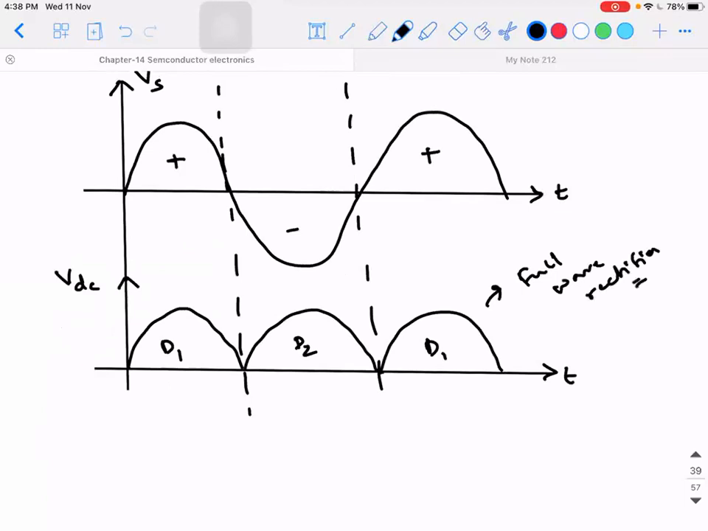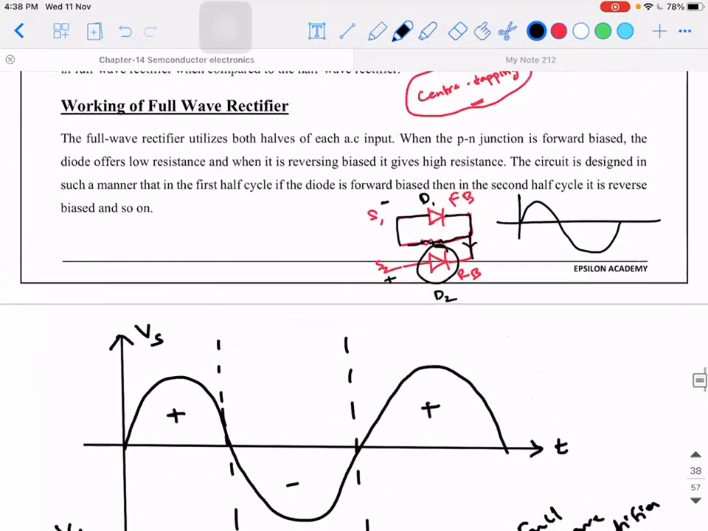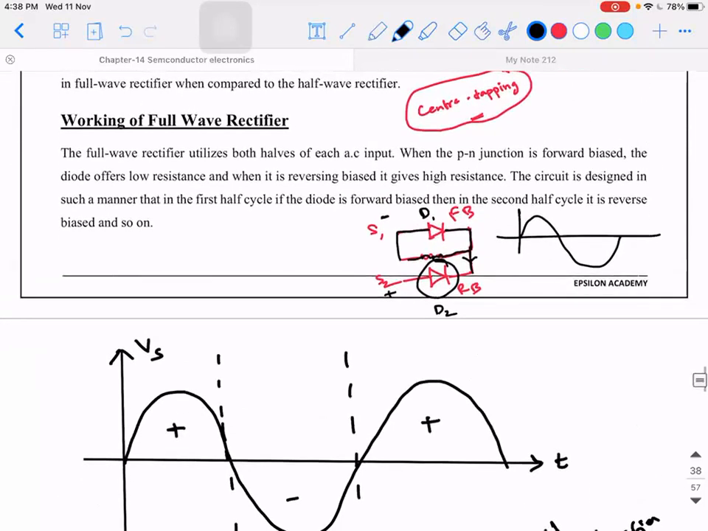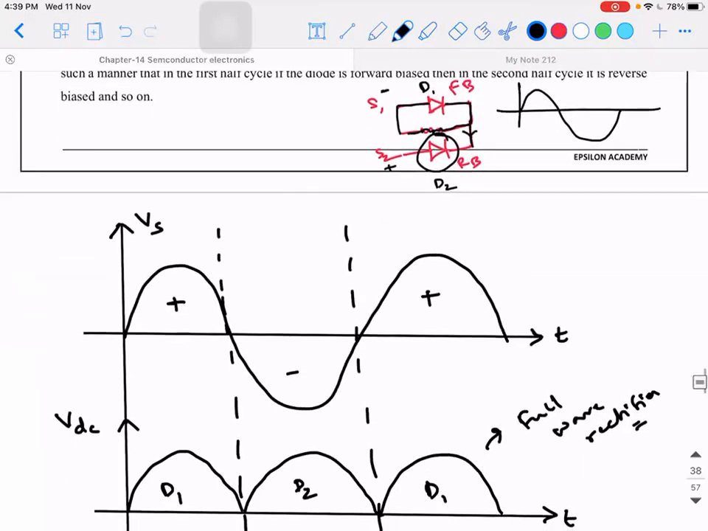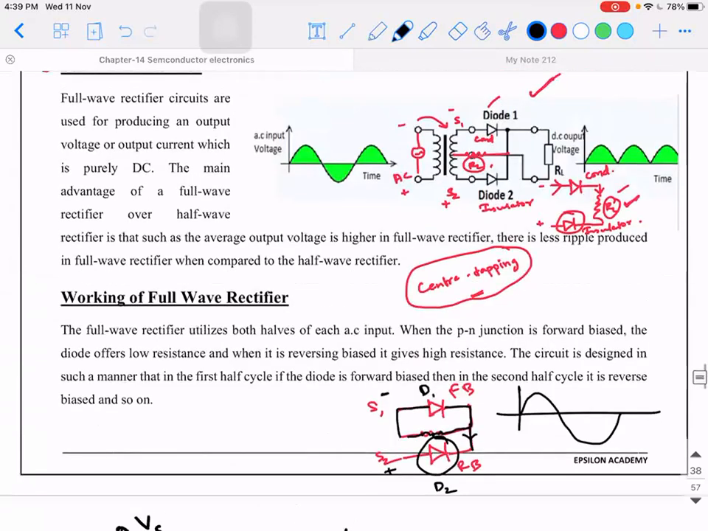So for a full wave rectifier, two important points you need to keep in mind: we need to use two diodes, and the load resistance should be connected using a method called center tapping. Are you guys able to understand? So this is all about a full wave rectifier.